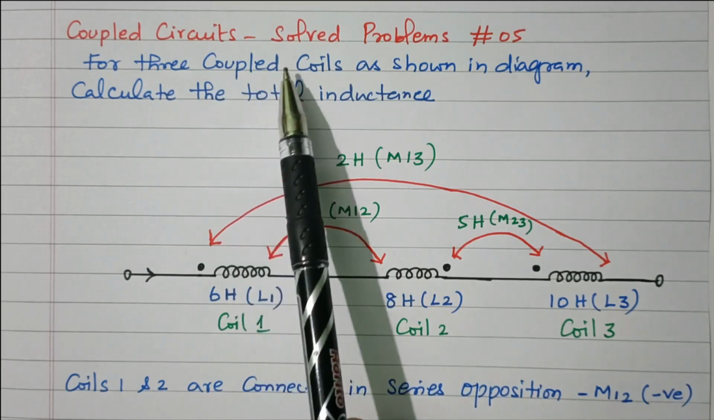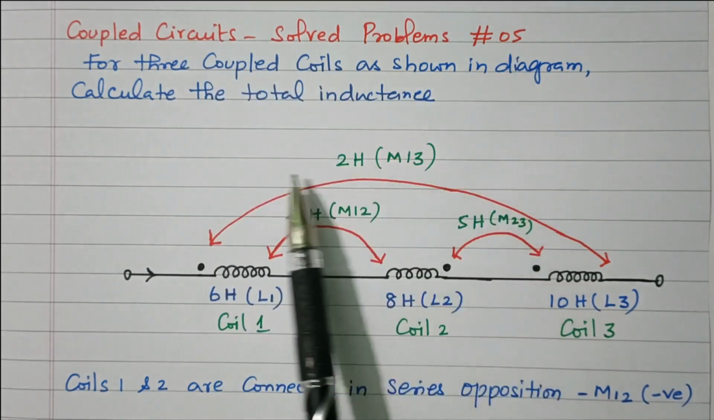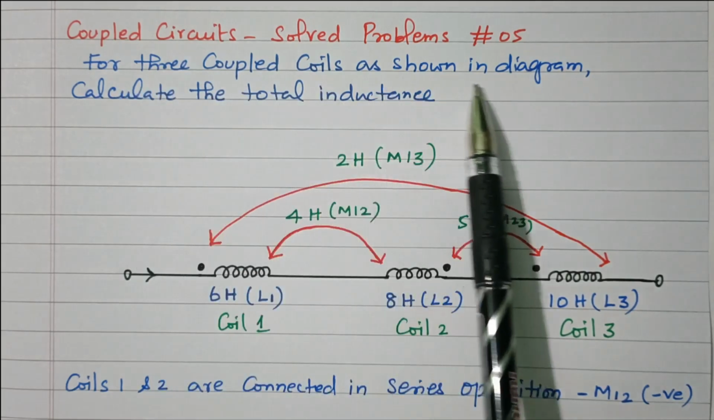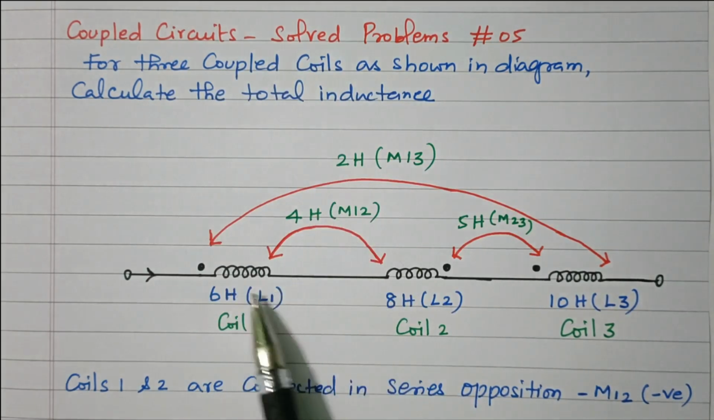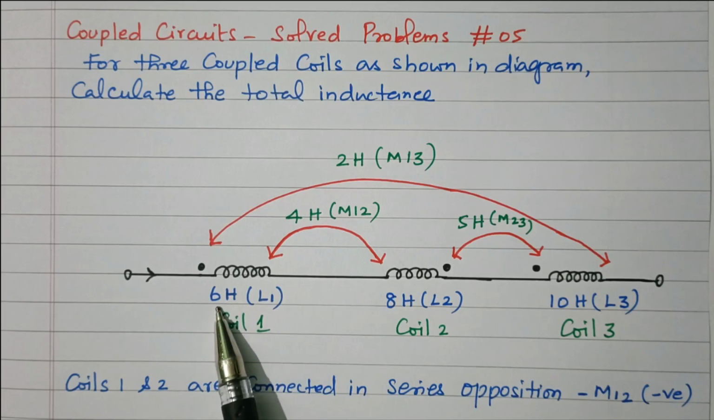Now we'll go to the topic: solved problem, coupled circuit problem number 5. Now we'll see the statement. For 3 coupled coils as shown in the diagram, calculate the total inductance. So 3 coils are connected in series. The value is 6 Henry for coil 1, coil 2 is 8 Henry, coil 3 is 10 Henry. We need to find the total inductance.